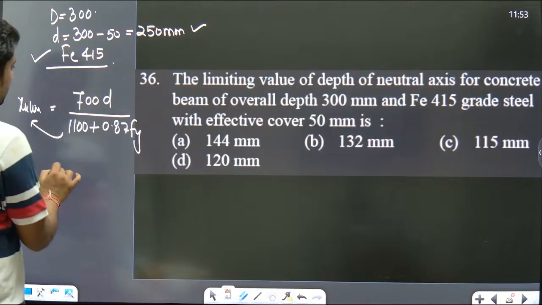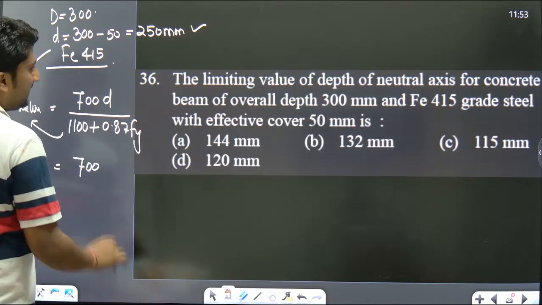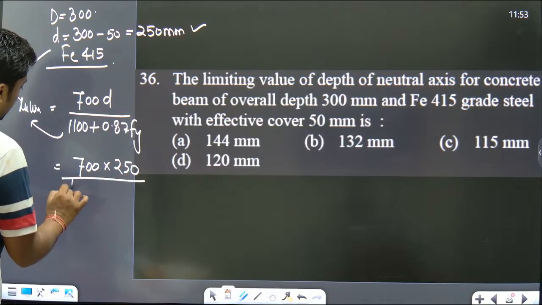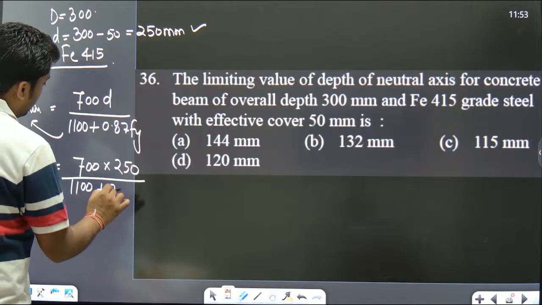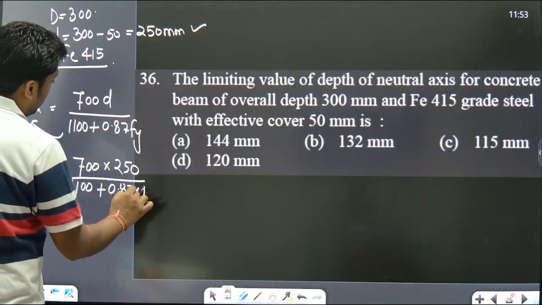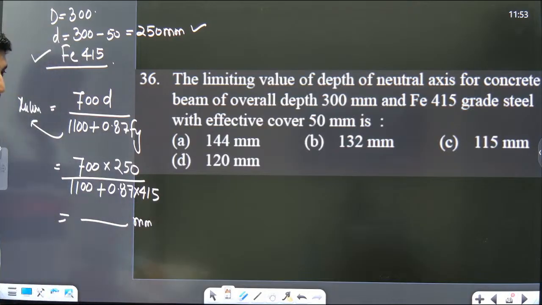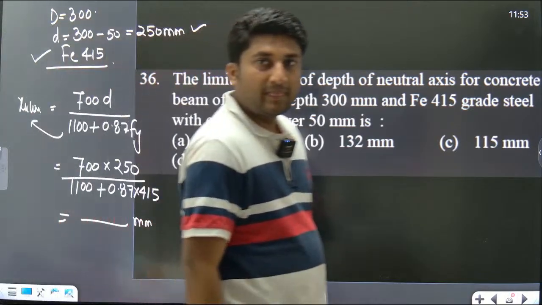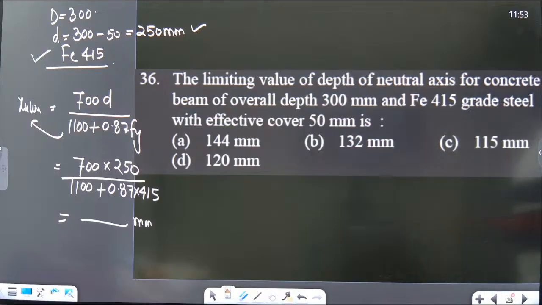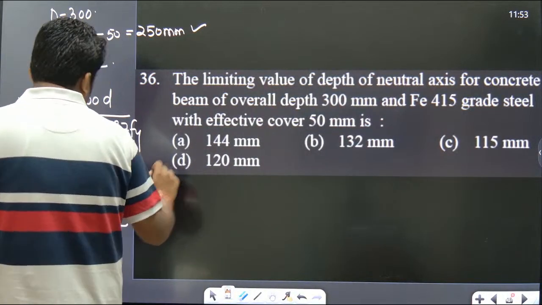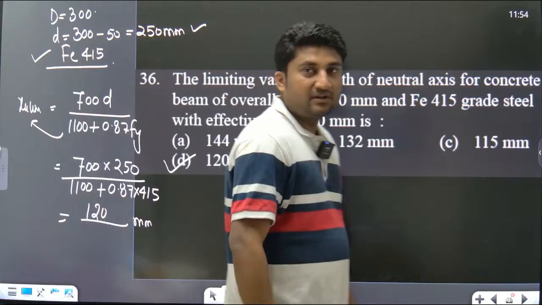So look very carefully. 700 times the effective depth, which is 250, upon 1100 plus 0.87 into Fy. The Fy value is 415. So you'll get the answer in mm. Understood? So this comes out to be roughly around 120 mm. 120 mm, option D is the correct answer.